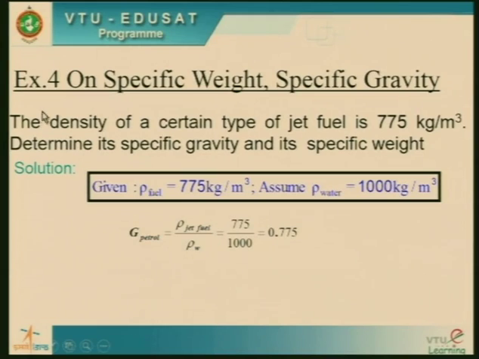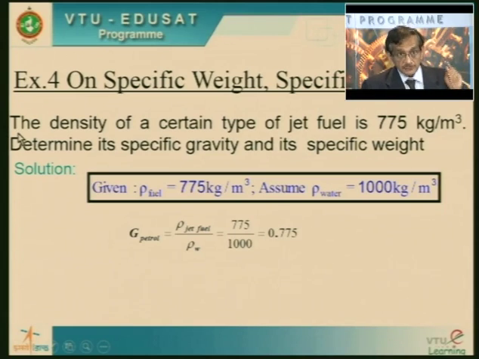Let us start this question, which is on specific weight, which is nothing but weight per unit volume, and specific gravity. Let us see what is the question statement. The density of a certain type of jet fuel is 775 kg per meter cube. Repeat, the density of a certain type of jet fuel is 775 kg per meter cube. Question is, determine its specific gravity and its specific weight.